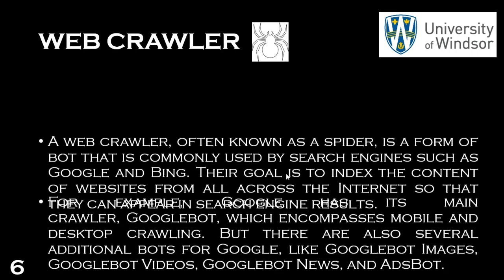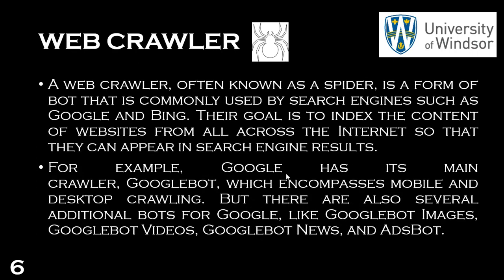So coming to the web crawler. What do you mean by web crawler? A web crawler, also known as a spider, is a form of bot commonly used by search engines such as Google and Bing. Their goal is to index the content of websites from all across the internet so that they can appear in search engine results. For example, Google has its main crawler, Googlebot, which encompasses mobile and desktop crawling. But there are also several additional bots for Google, like Googlebot Images, Googlebot Videos, Googlebot News, and AdsBot.